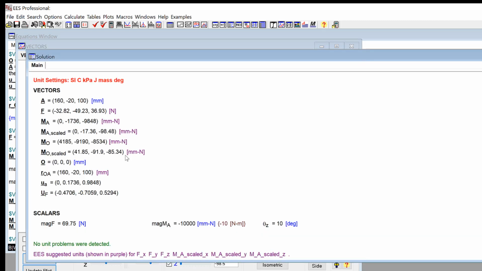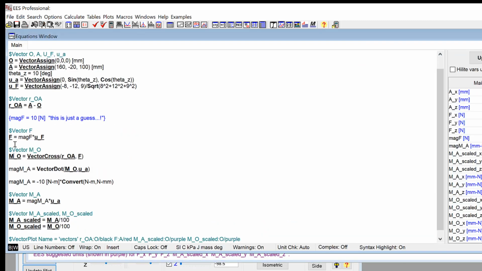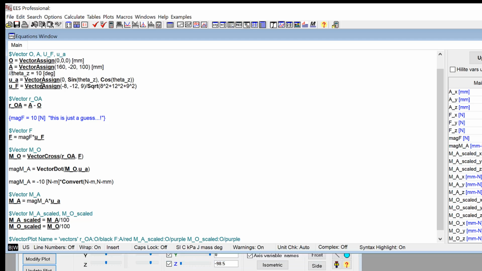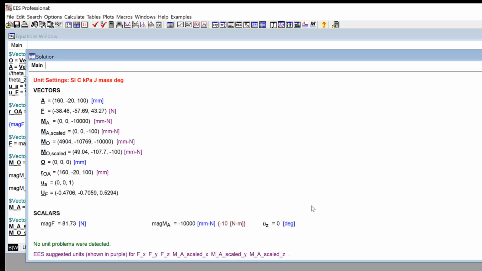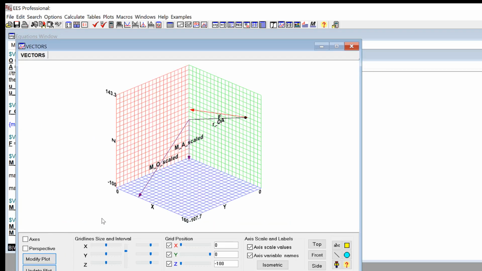And then in part B it says solve it again, but this time assuming that the rotation axis is coincident with the z-axis, and that's very easy, right? All I have to do then is go in and change my angle theta z from 10 degrees to 0 degrees, and when I solve, I get 81.73 newtons is now required, which again agrees with the text. And one of the nice things about using the $vector plot directive is that every time I solve, my vector plot updates and refreshes.